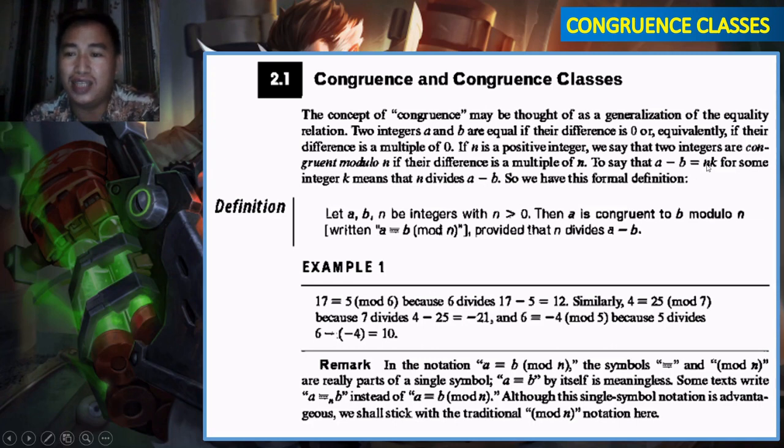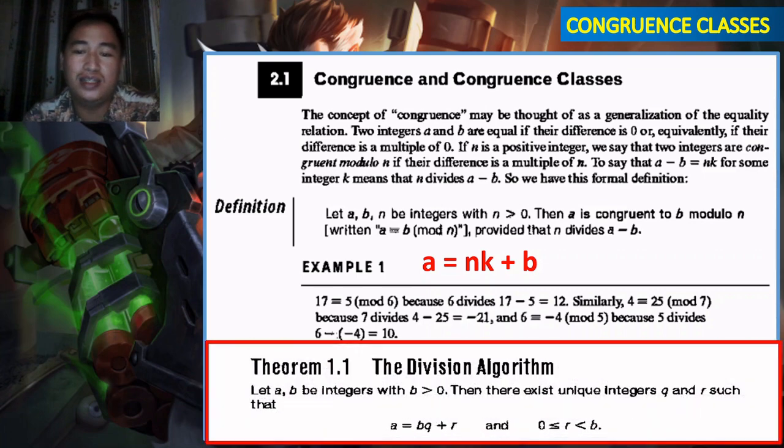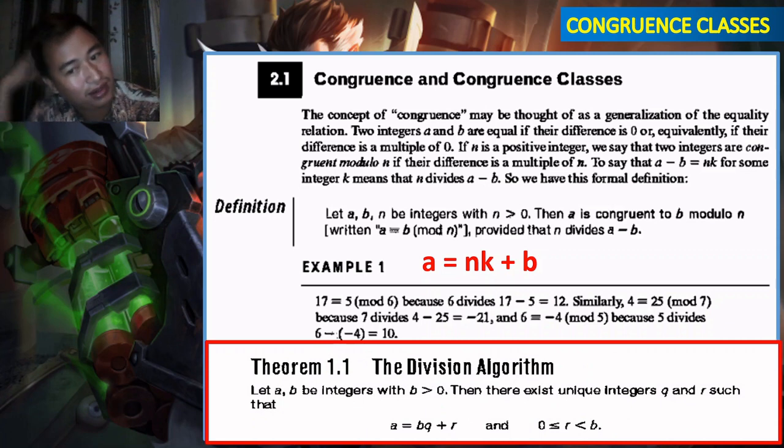You are familiar with a minus b equals nk. This can be written as a equals nk plus b, where we transfer b to the other side. This is a familiar formula from chapter 1. That is the division algorithm form.